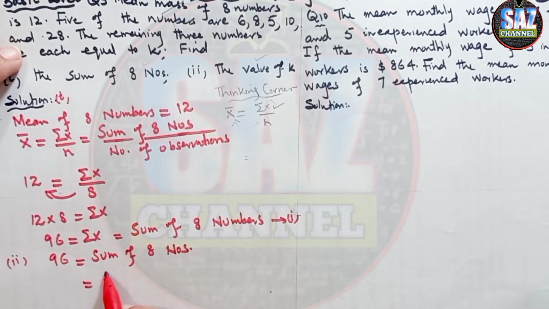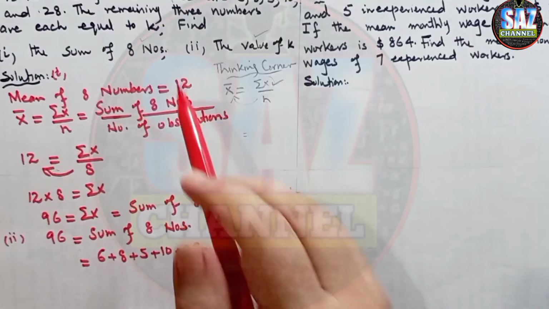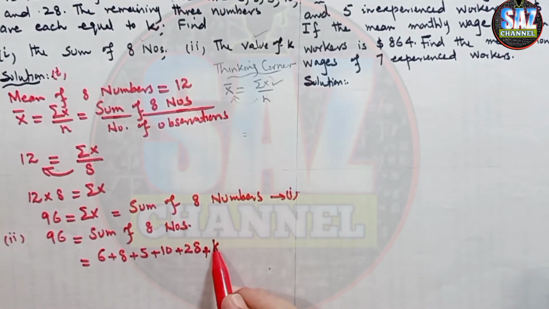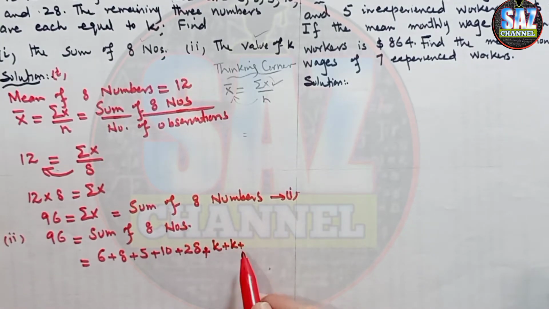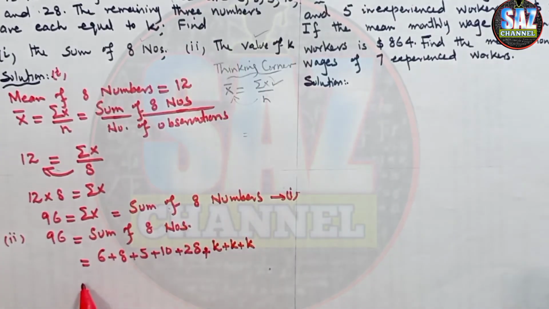Let me write the numbers carefully. 6 plus 8 plus 5 plus 10 plus 28. That is 1, 2, 3, 4, 5 numbers. But we are talking about 8 numbers. What about the rest? The remaining 3 numbers are each equal to k. So this is the 6th number, this is the 7th number, and this is my 8th number. Always read, understand, and translate the given expressions in the form of mathematical equations. Now we have to add up all these numbers.